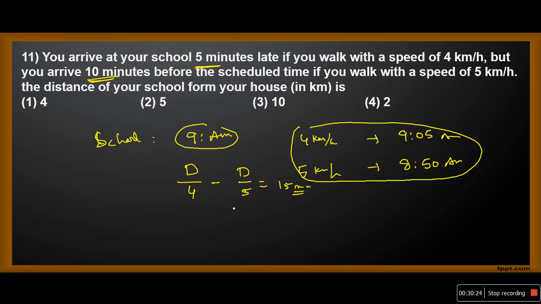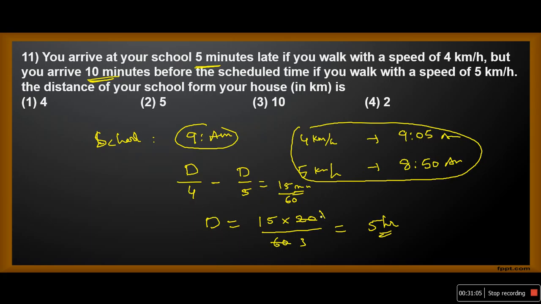Then on simplification, what will you get? D equivalent to 15 into 20. This is in minutes. I have to convert it in terms of hours, because here it is in hours. So 15 by 60. Is it clear? D by 4 minus D by 5 is equal to 15 minutes. I am converting the minutes into hours. The simplification. Okay.